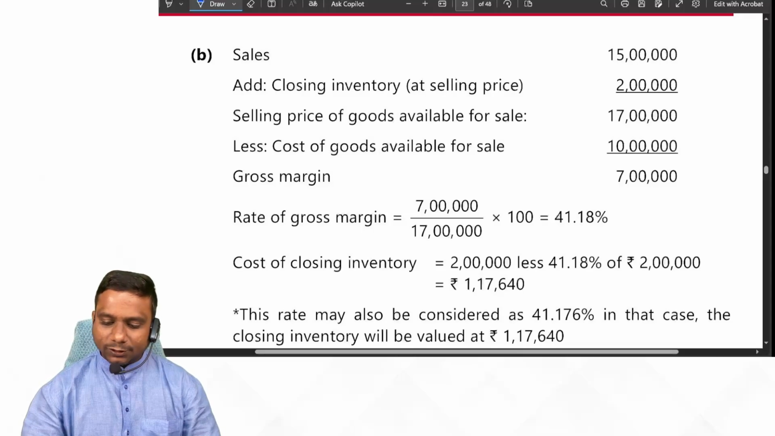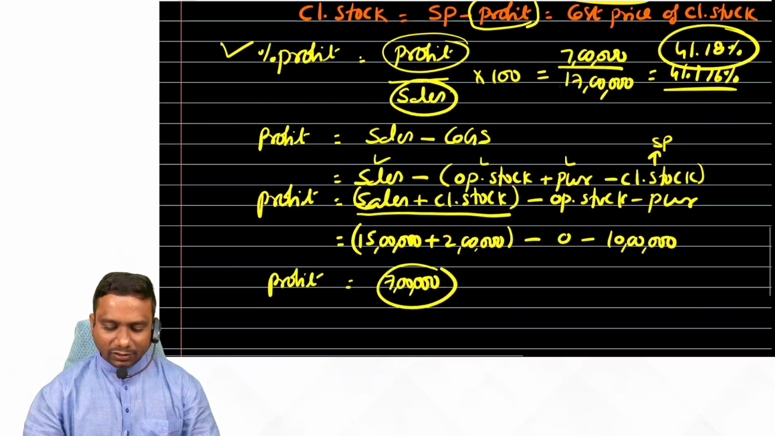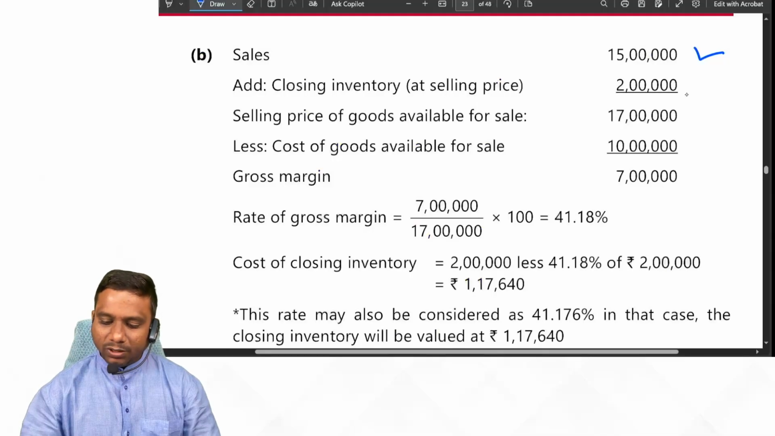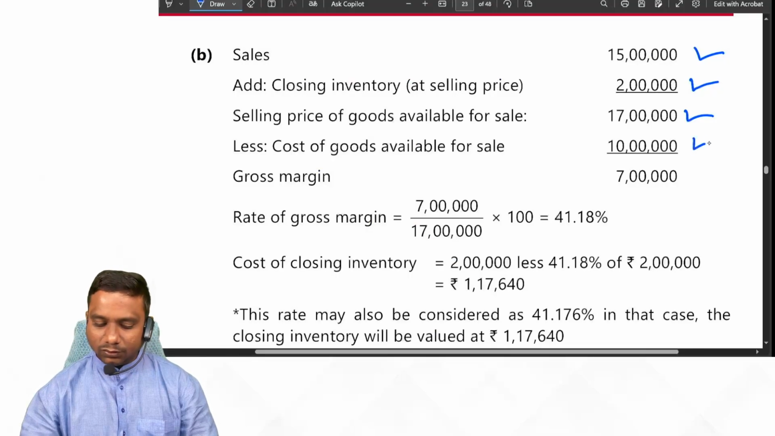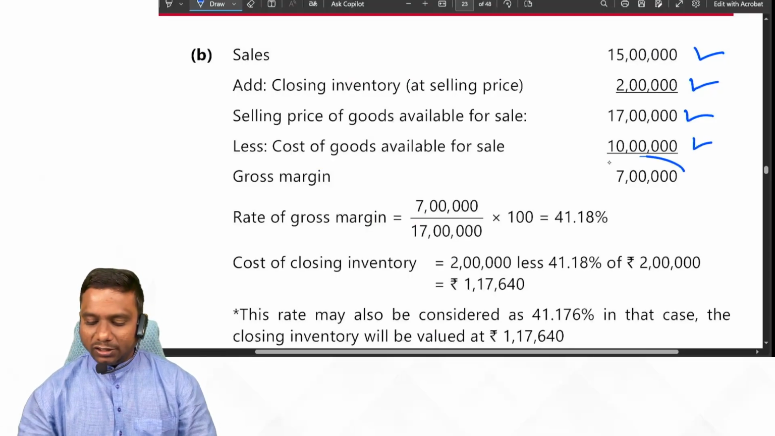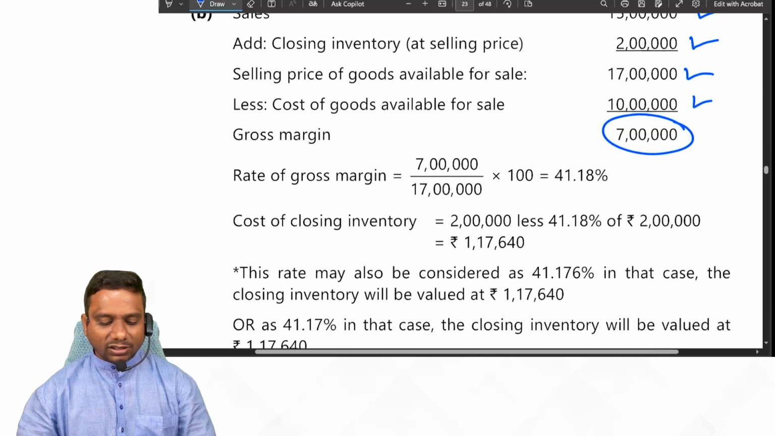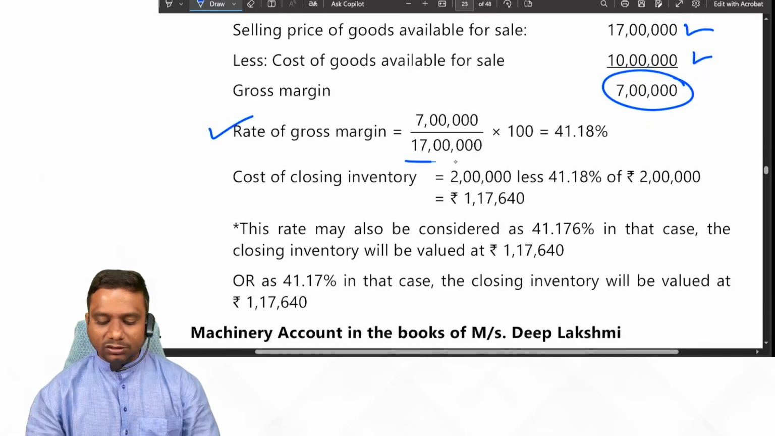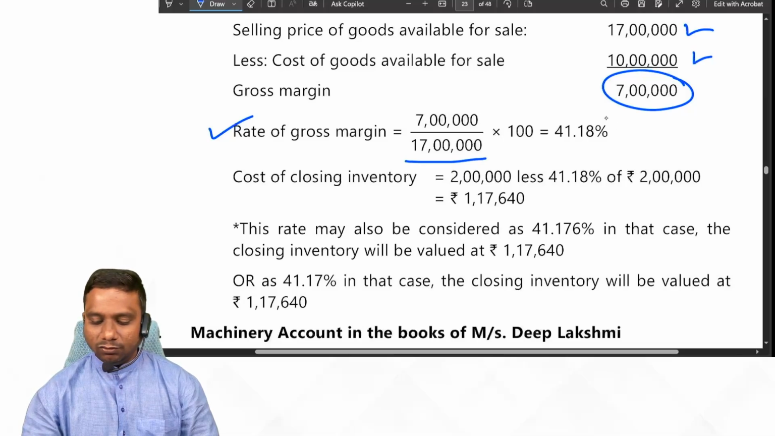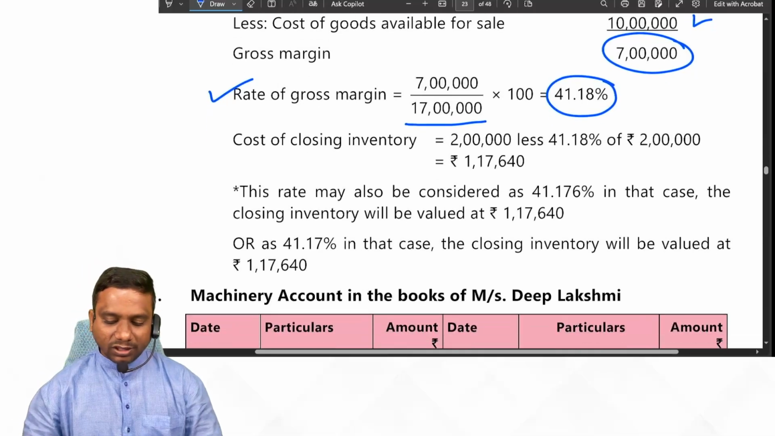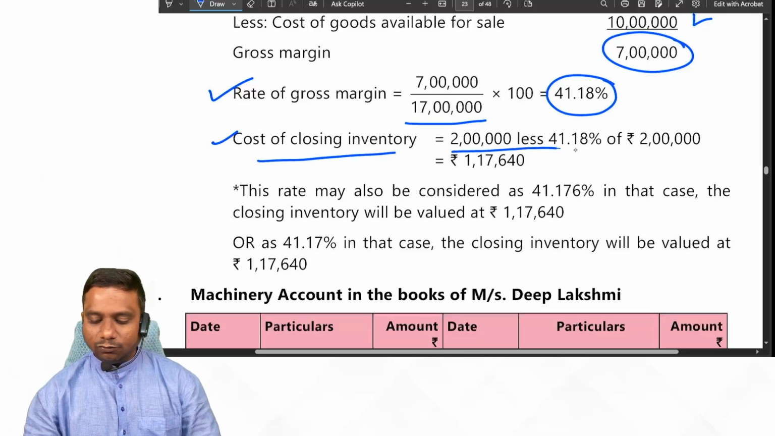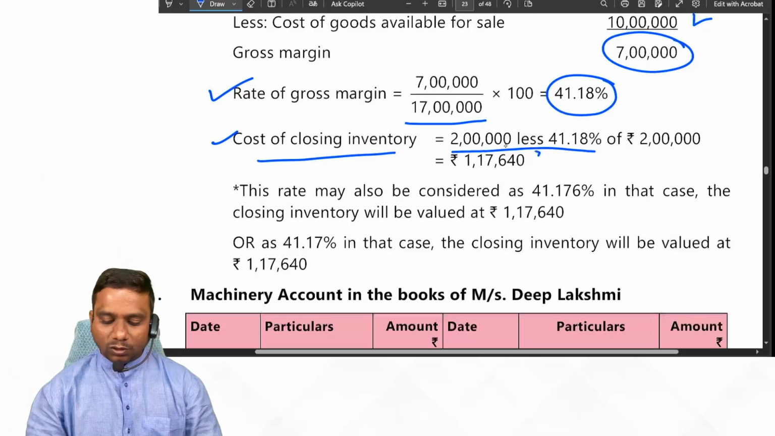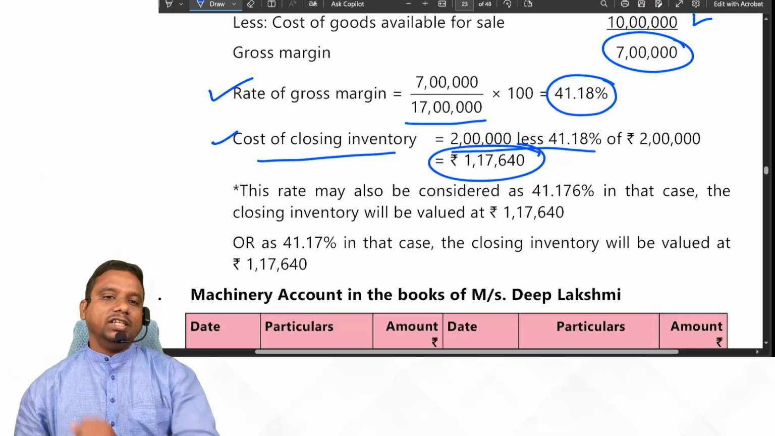Look at first, sales. Here we have added sales 15 lakh plus closing stock, we added, now total 17, minus opening stock, minus purchases. So here also minus cost of goods available for sale. You get gross margin 7 lakh, and this 7 lakh is applied to calculate the rate of gross margin. 7 lakh divided by 17 lakh, 41.18% approximately. Then this percentage is applied on closing stock. So cost of closing inventory is equal to 2 lakh less 41.18%. Now 1 lakh 17,640 is your closing inventory.